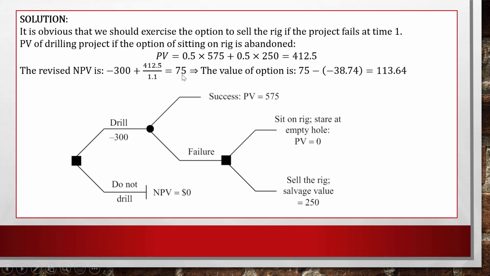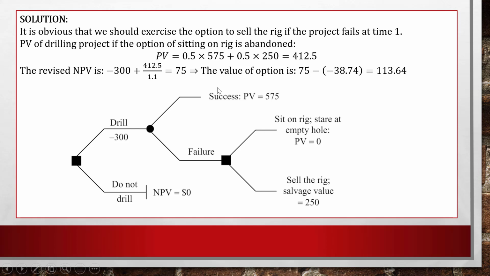Go back to the beginning. At the beginning, we calculated the NPV to be negative 38.74. Now with the option of selling the rig, we lift the NPV up to 75. So there's a gap between the case with the option of selling the rig and the case without it. We take 75, subtract negative 38.74. This gap, 113.64, is the value of the option.